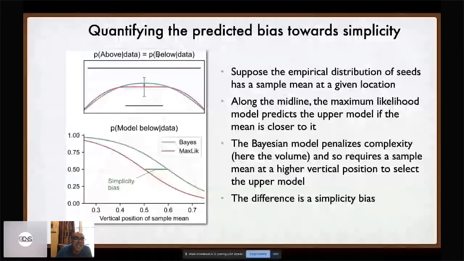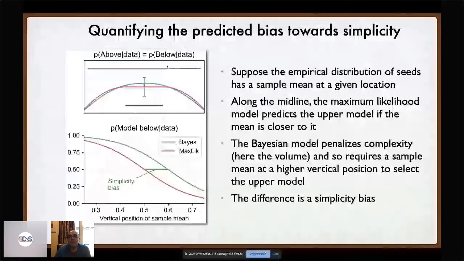Here we go. Okay, so you see, if you do maximum likelihood model selection, then you'll pick whichever model lies closer to the sample mean. So this blue line is the sort of threshold. If the sample mean lies below the blue line, you'll pick the lower model. And if the sample mean lies above the blue line, you'll pick the upper model.